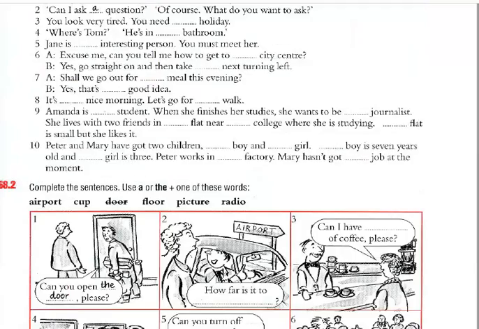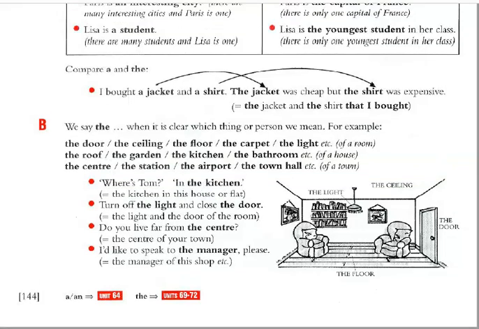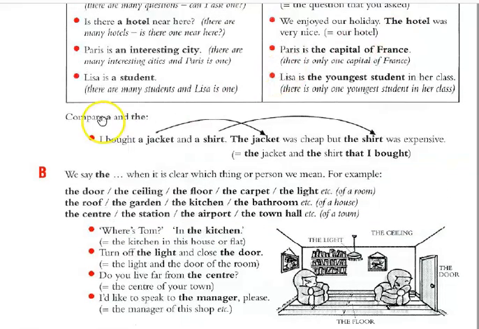Okay, let's... I got carried away there. There we go. Let's look at this example underneath. Compare a and the. So, I bought a jacket and a shirt. The jacket was cheap, but the shirt was expensive. So the jacket, which jacket? We're talking about this one here.